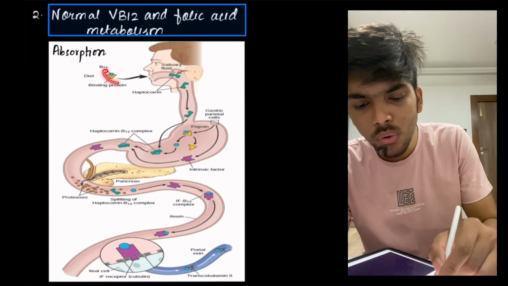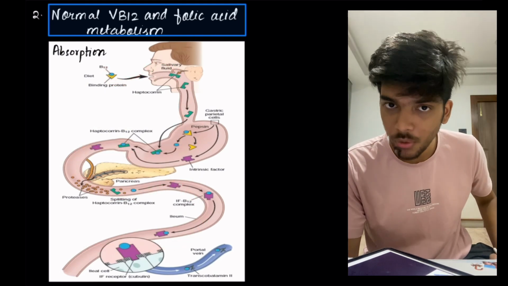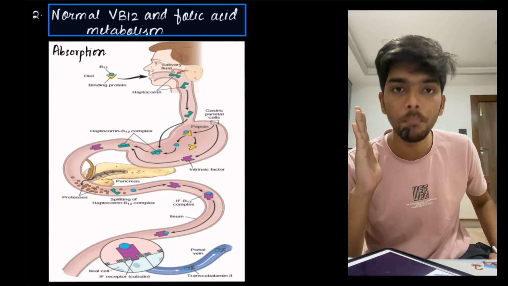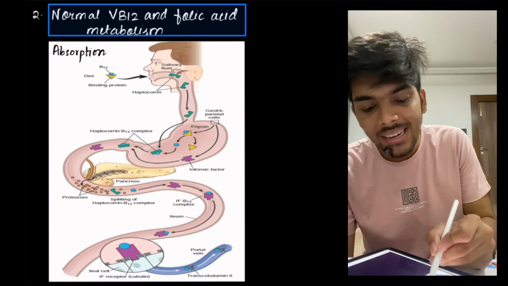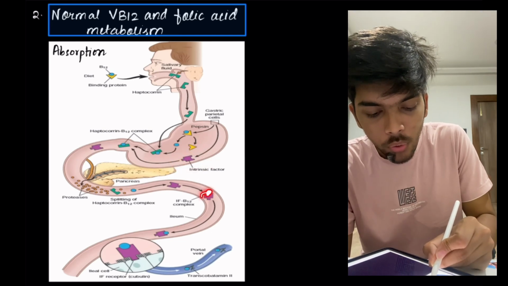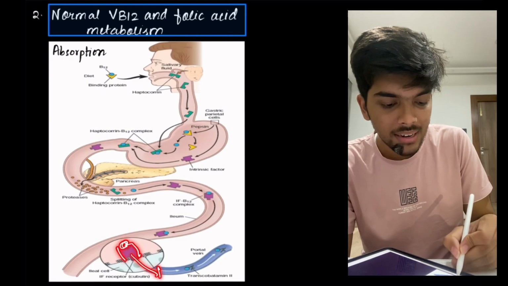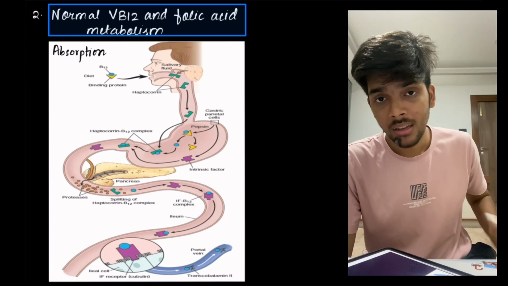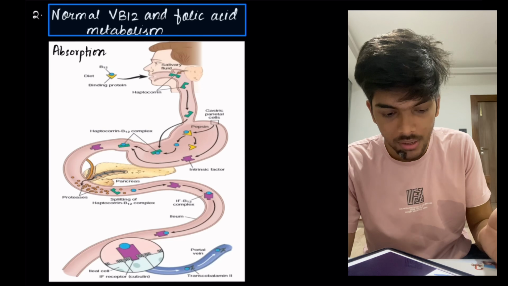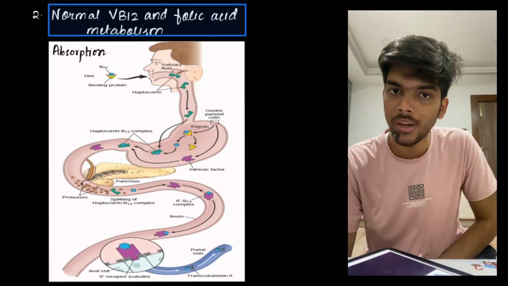There's a huge process taking place for the absorption of vitamin B12. However, I'm not going to get into the detail. All I want you to know is that for the absorption of vitamin B12, you require intrinsic factor. Vitamin B12 is bound to intrinsic factor, and with the help of the intrinsic factor, it gets absorbed in the intestine. Let's say due to some reason, intrinsic factor production does not take place. In that case, vitamin B12 will not get absorbed through your intestine.